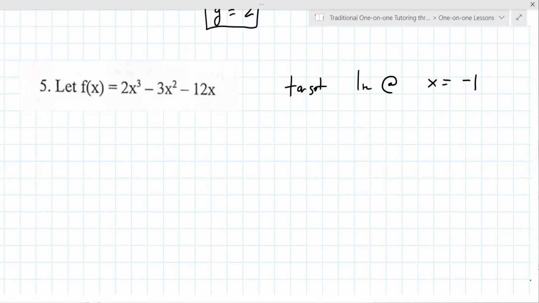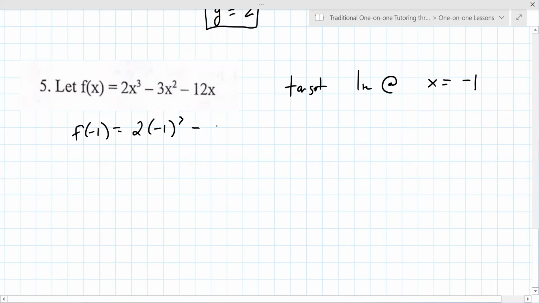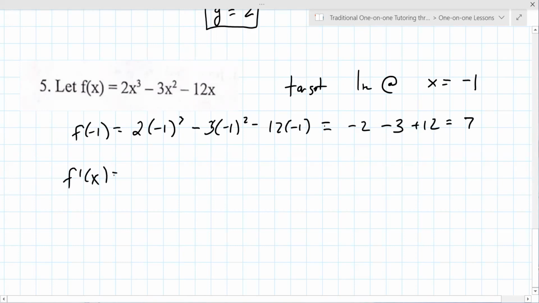All right, how are you doing on this one? So I found the point and the derivative. Okay, so you plug in -1 for x. I just got -1.7. That's the point. Oh, okay. First, this becomes -2, -3 plus 12, so I get 7. Yeah. And then the derivative, I got 6x squared minus 6x minus 12.